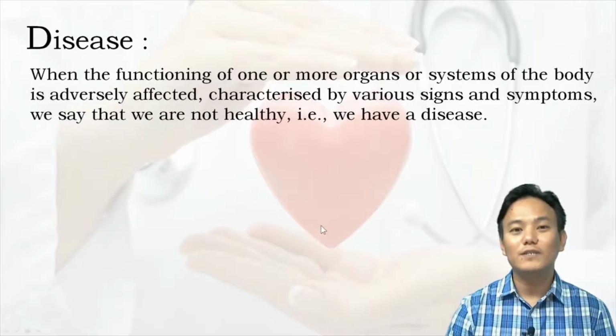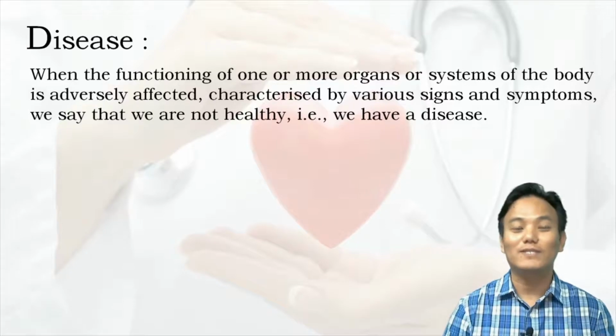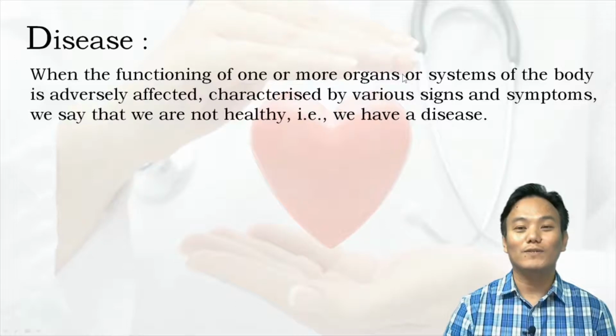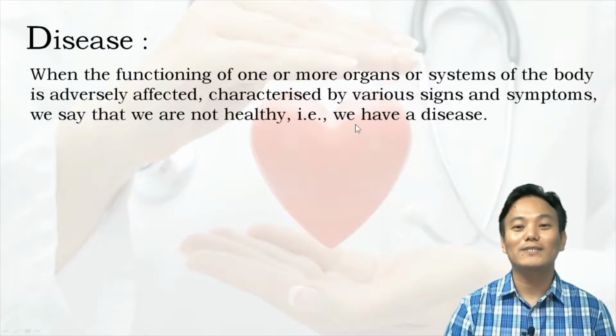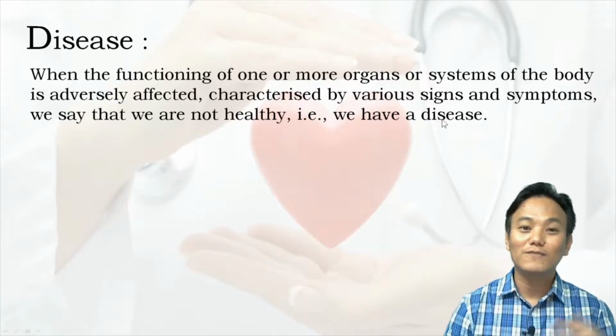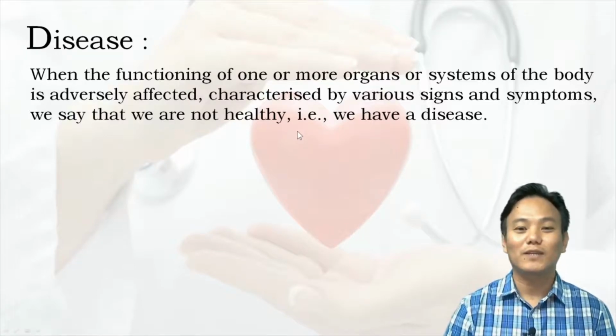Okay, so we have seen the definition of health and who is called a healthy person. Now, when do we say we are not healthy? Or when do we say that we have a disease? When the functioning of one or more organs or systems of the body is adversely affected, characterized by various signs and symptoms, we say that we are not healthy. That is, we have a disease. So disease is something which interferes with the functioning of our body system in a proper manner.